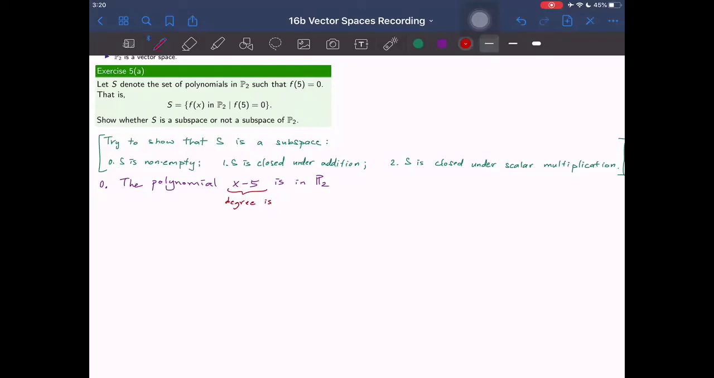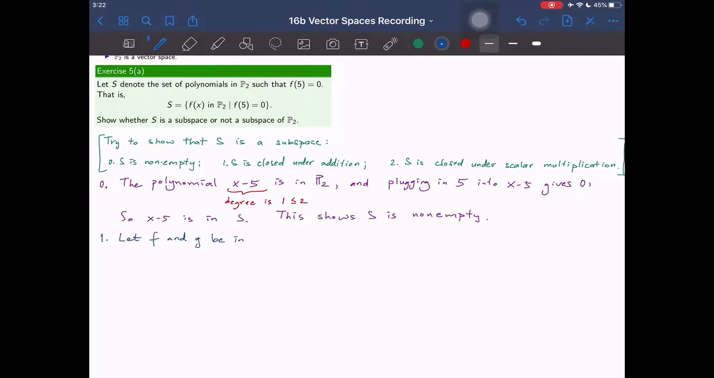The polynomial x minus 5 is in P2. The degree is 1, which is less than 2. And plugging in 5 into the polynomial gives us 0. So x minus 5 is in S. This shows that S is non-empty. Let me now try to show that S is also closed under addition.